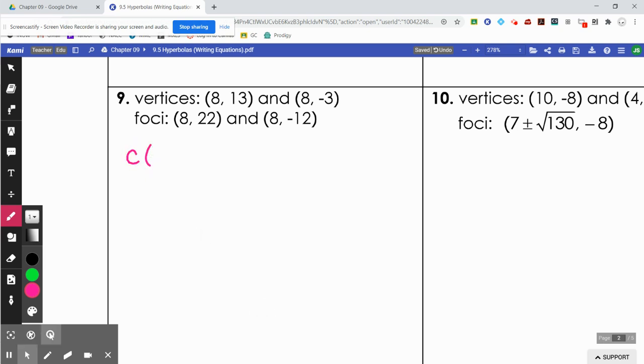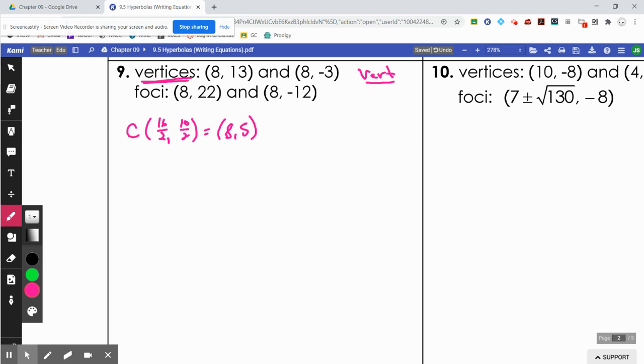Number 9, your vertices are listed, 8, 13, and 8, -3. Let's find our center. It's going to be halfway between the two. Add the x's, divide by 2. Add the y's, divide by 2. That's going to be located at 8, 5. There's your center. Next up, you can figure out if it's horizontal or vertical by looking at your vertices. 8, 13, and 8, -3 are vertical of each other. And since the vertices are vertical, that means your whole hyperbola will be vertical.